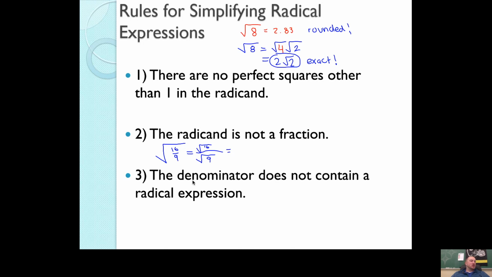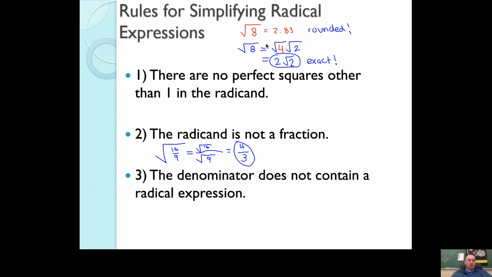Now, that's going to cause an issue also, because rule number 3 says the denominator cannot contain a radical expression, and our denominator has a radical. And there are ways around that. This is an easy type of problem to simplify, because we know the square root of 16 is 4. No radical. 4 times 4 is 16. Square root of 9 is 3. That's your simplified answer. Notice how there's no radical at all. So of course it's in simplest radical form.